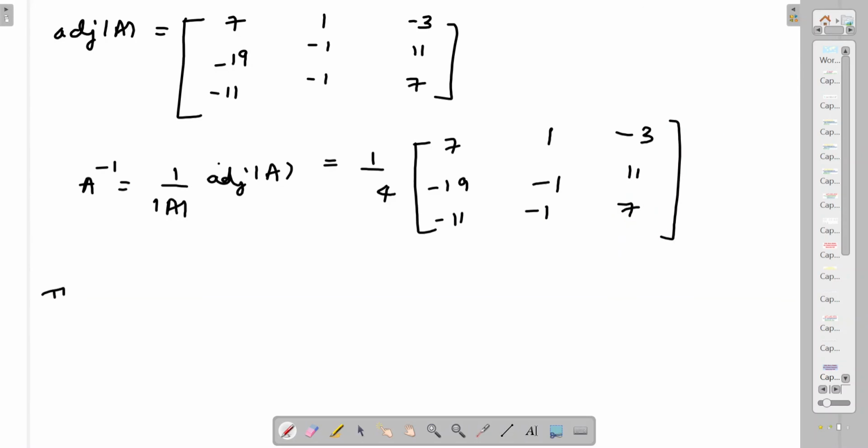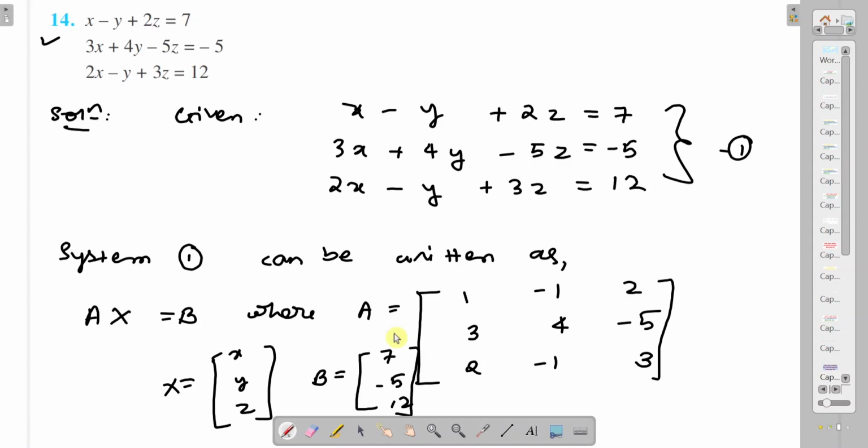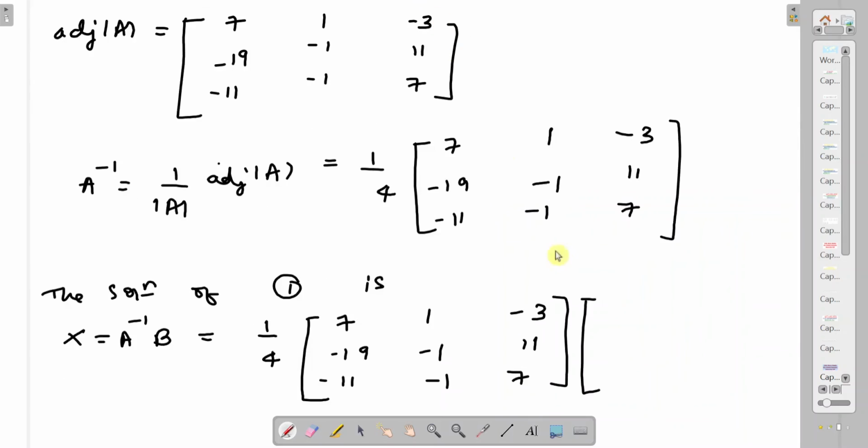Okay, so the solution of the system we can now find. The solution is capital X equal to A inverse times capital B, that is 1 by 4 times 7, 1, minus 3, minus 19, minus 1, 11, minus 11, minus 1, 7, multiplied by the column matrix B, which is 7, minus 5, 12. Okay, this is the column matrix.